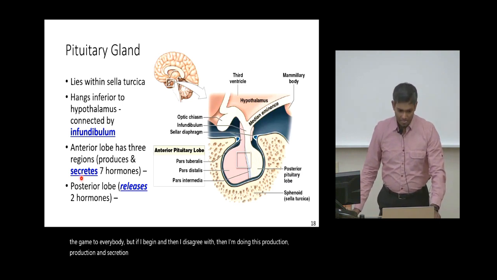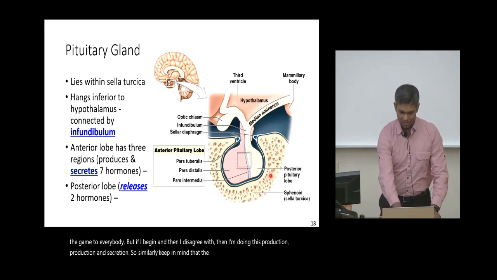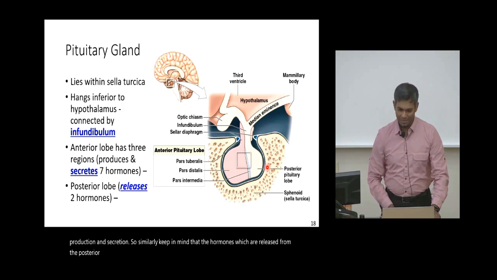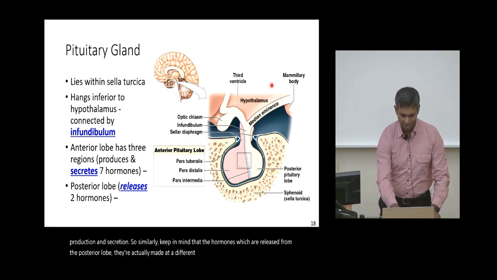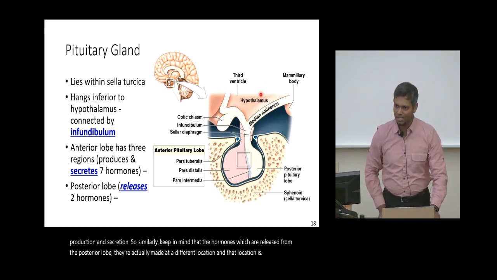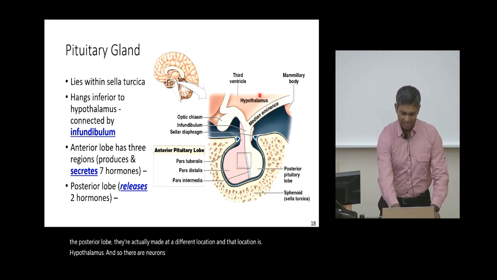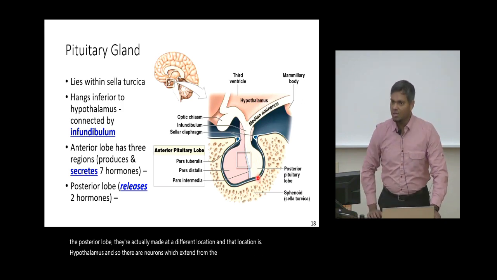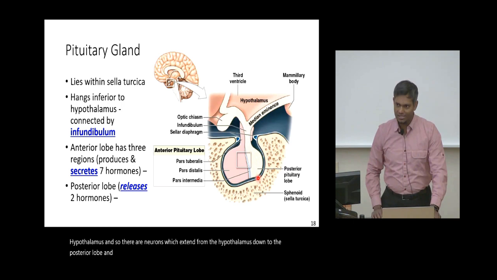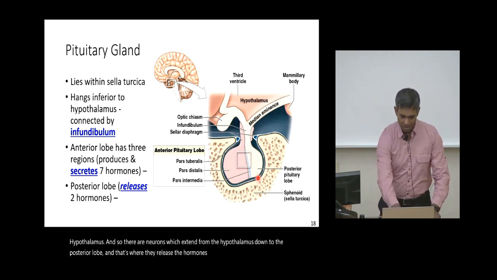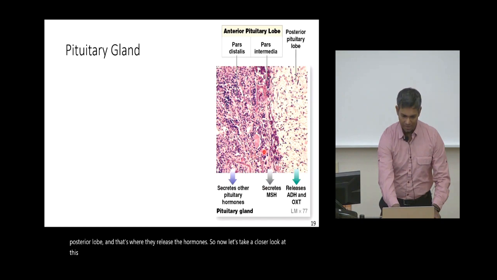So similarly, keep in mind that the hormones which are released from the posterior lobe are actually made at a different location, and the location is the hypothalamus. And so there are neurons which extend from the hypothalamus down to the posterior lobe, and that's why they release the hormones. So now let's take a closer look at this pituitary gland.